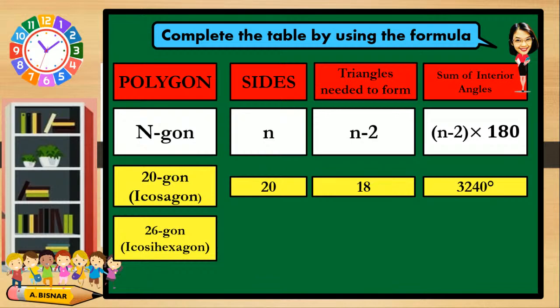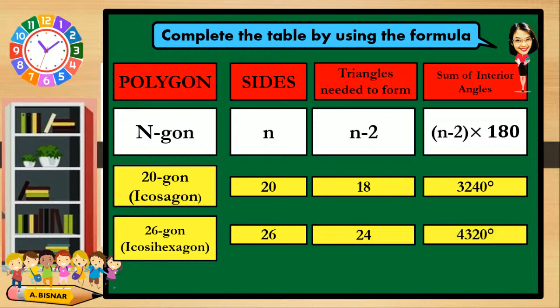Okay, let us check. Icosahexagon has 26 sides. So, when you subtract 2, you have 24. And then multiply it to 180, the answer is 4,320.